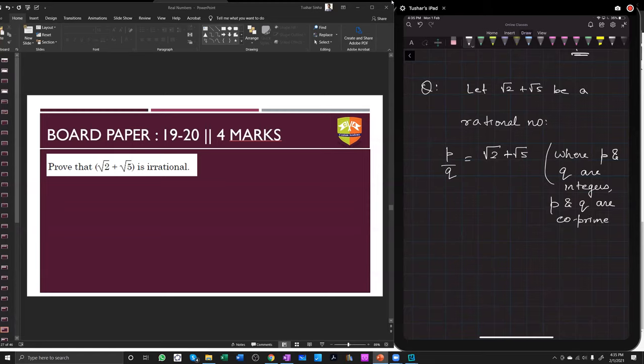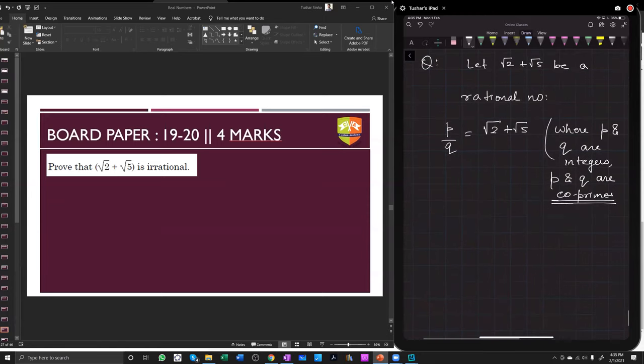Do not forget to write this statement. This is the soul of the entire proof. And also q not equal to zero. In the hurry of completing, you might miss the 3 points: integers, coprimes, not equal to zero. All have to be written, must. Okay, now squaring both sides.